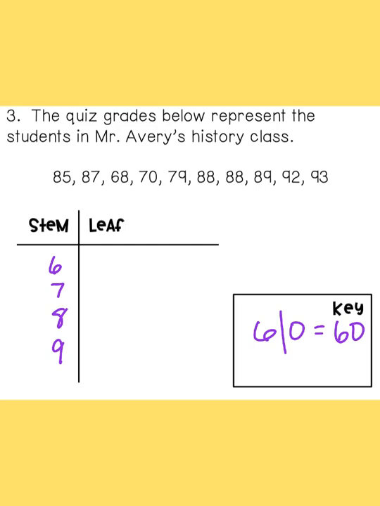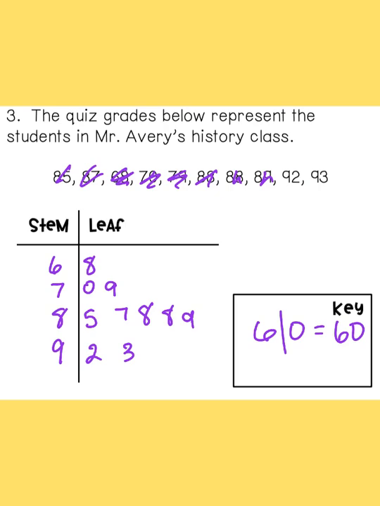So I'm going to start by looking at all my 60s, and I have a 68. Now my 70s, I have a 70 and a 79. And in my 80s, I have an 85, an 87, an 88, an 88, and an 89. And notice these are still in order of least to greatest, okay? And then 92 and 93. So here are the grades from the class in a stem and leaf plot.